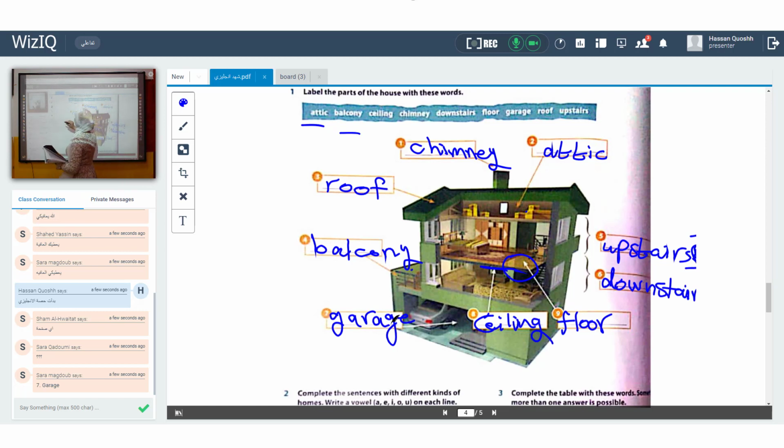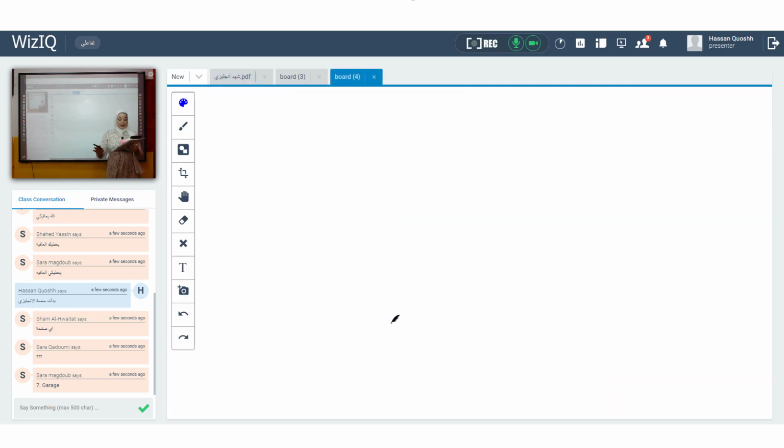Now, my student. Okay. Now, look at question number two. Complete the sentences with different kinds of home. We have types of home. Okay, write a vowel, a, e, i, o, u, on each line. So we'll use the vowels. Okay, we have this letter, we'll use in the space. Number one.